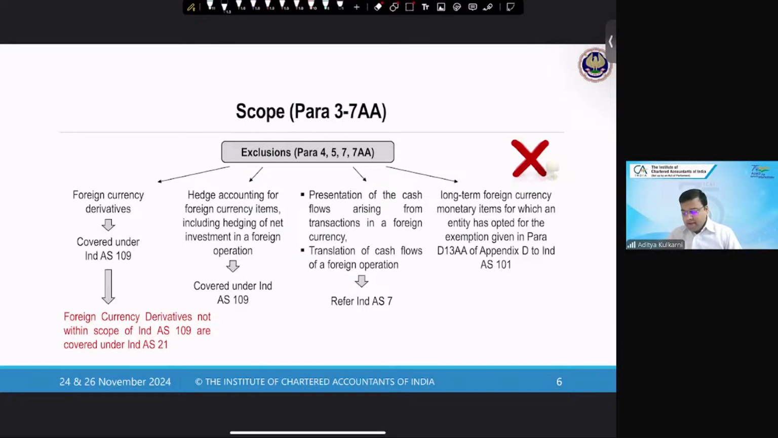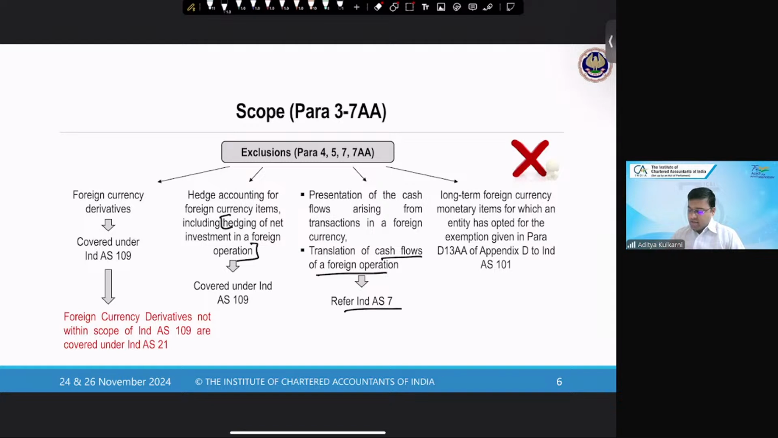Presentation of the cash flows arising from transactions in a foreign currency, or translation of cash flows of a foreign operation, is covered under Ind AS 7. Hedge accounting for foreign currency items, including hedging of net investment in foreign operation, is covered under Ind AS 109. What is hedging of NIFO, net investment in foreign operation? All these terms are going to come in the coming sessions. So just as of now, park it aside. We will discuss this.